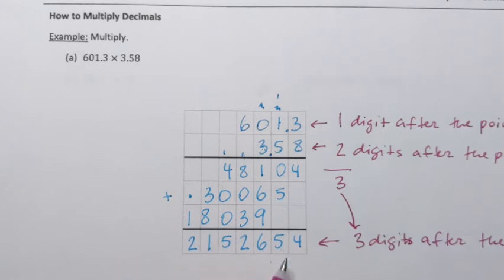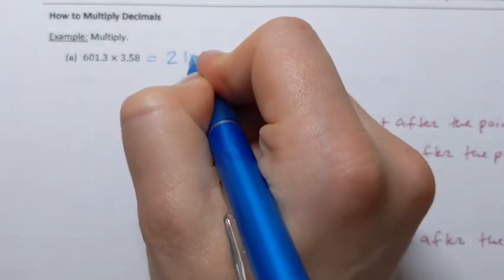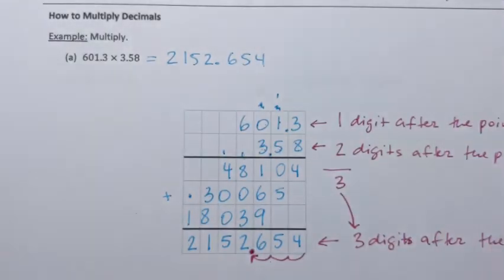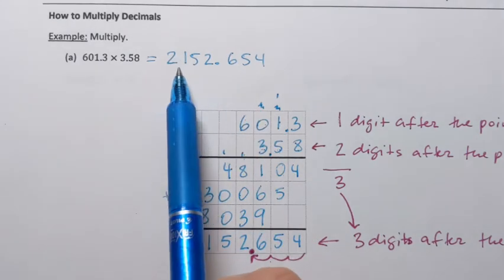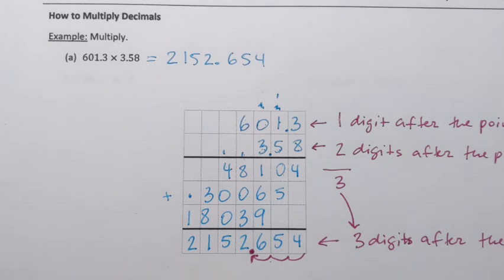Well, where do I have to place the point so it's 3 digits after it? Well, I just have to count 1, 2, 3 digits from the end, and that's where I'll place the decimal point. So that means that the result of the multiplication is 2152.654. That is the number 2,152 and 654 thousandths. That's how the multiplication is performed.